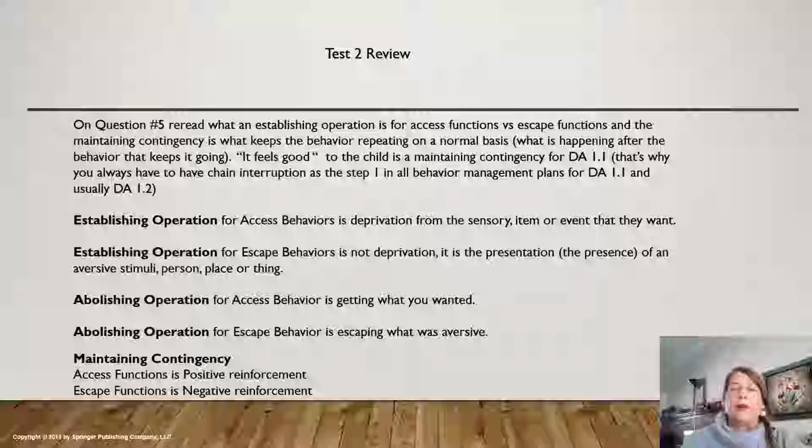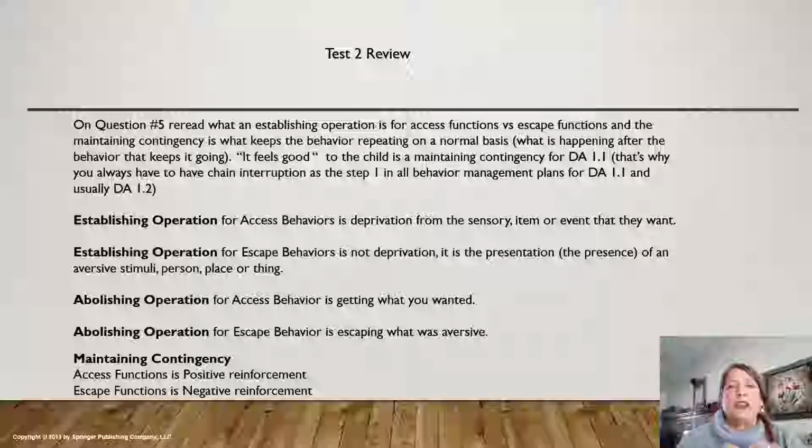Now, the establishing operation for escape behavior is not deprivation. It's the presentation of something aversive. So in other words, with the establishing operation for access you have a lack of something, and the establishing operation for an escape behavior is something that you have too much of, something that's uncomfortable, something presented that the child doesn't like. It could be a person, place, or thing. It could be a sensory stimulus, whatever, but the presence of that is the establishing operation.